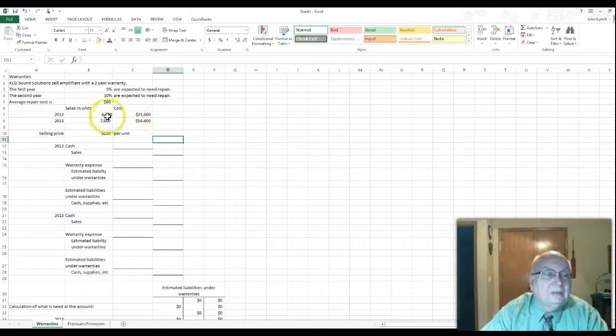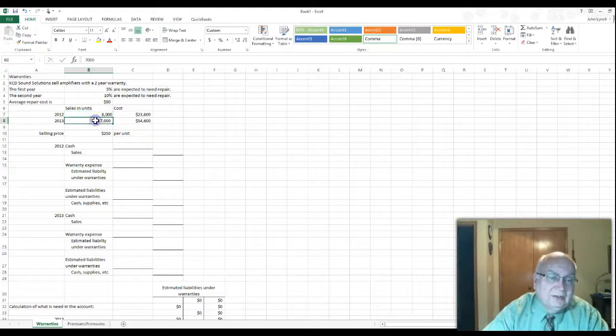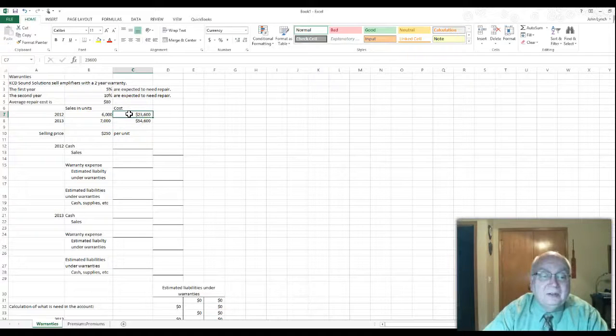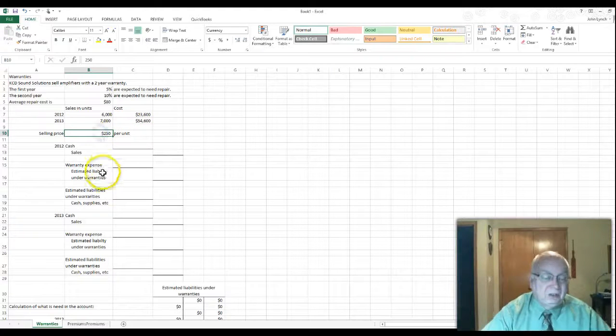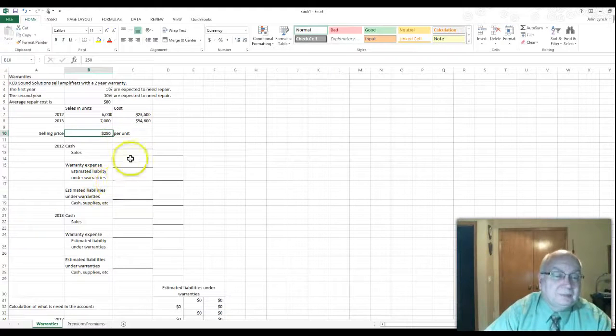In 2012, we sold 6,000 units. In 2013, we're going to sell 7,000 units. The cost of the repairs that came in 2012 was $23,600, and $54,600 for the repairs in 2013. The selling price is $250 per unit.